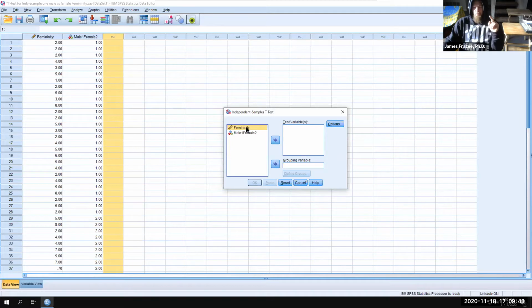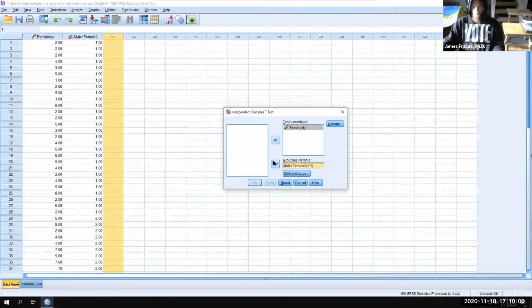Now you don't want to put femininity in the grouping variable, because femininity we measured across both groups and it doesn't actually group anybody. Everybody has some aspect of femininity. Even if you had 0, it's some aspect of it. So we're going to put that as the dependent variable. And our grouping variable we're going to use as males and females.